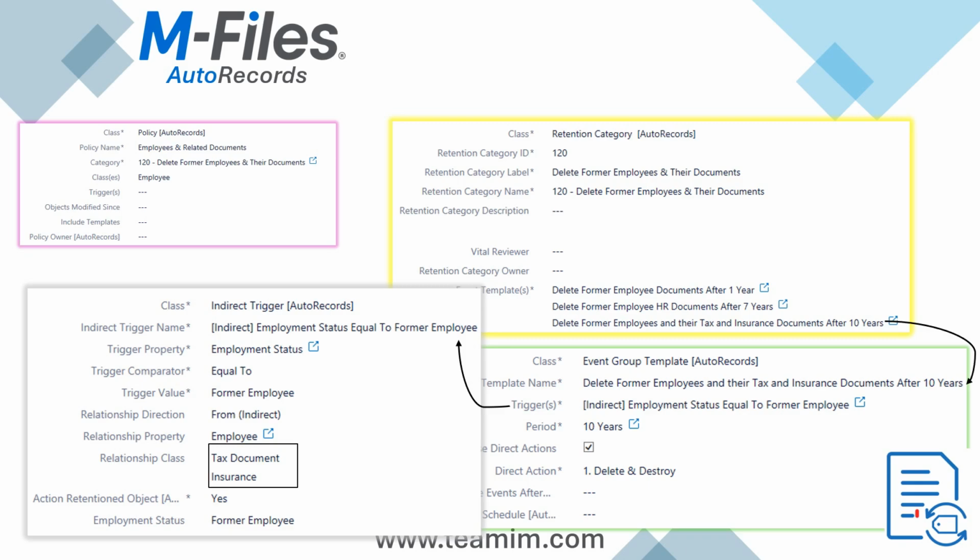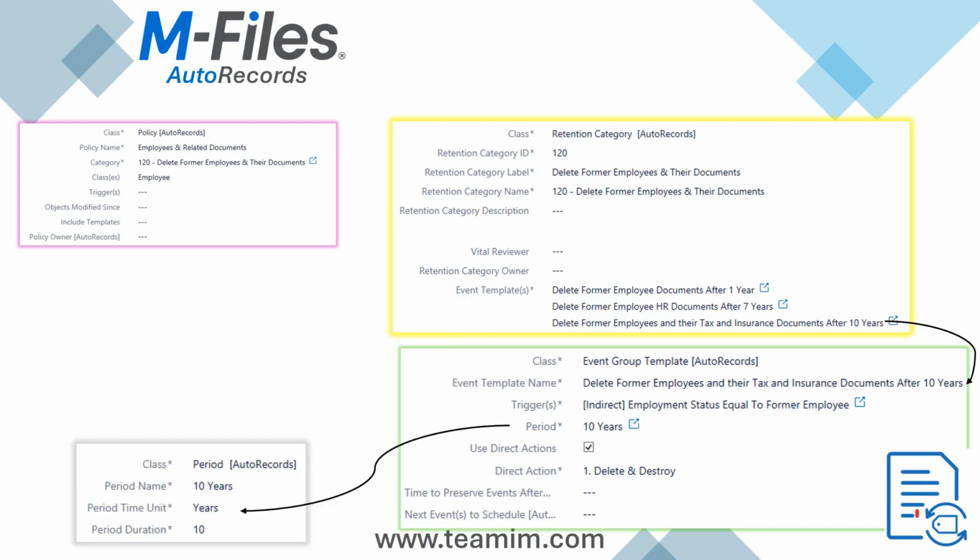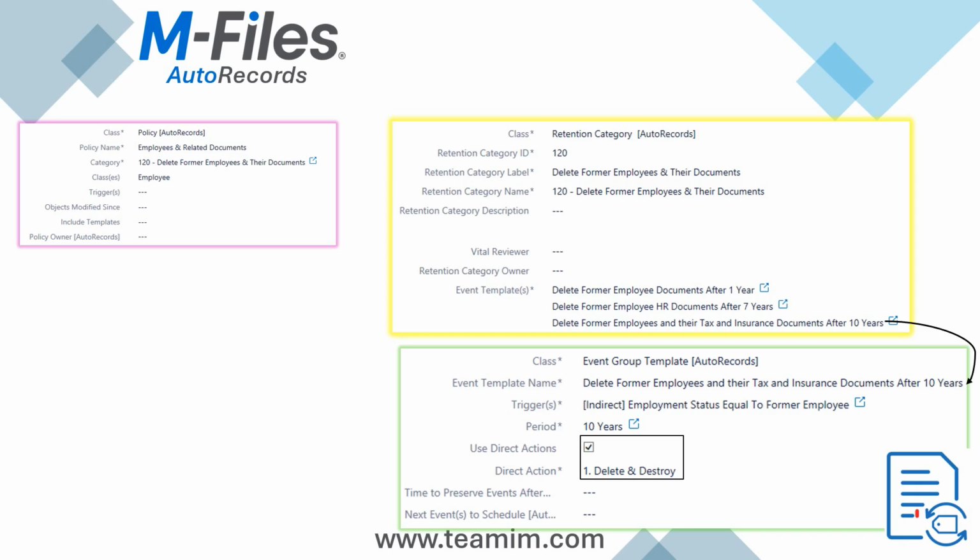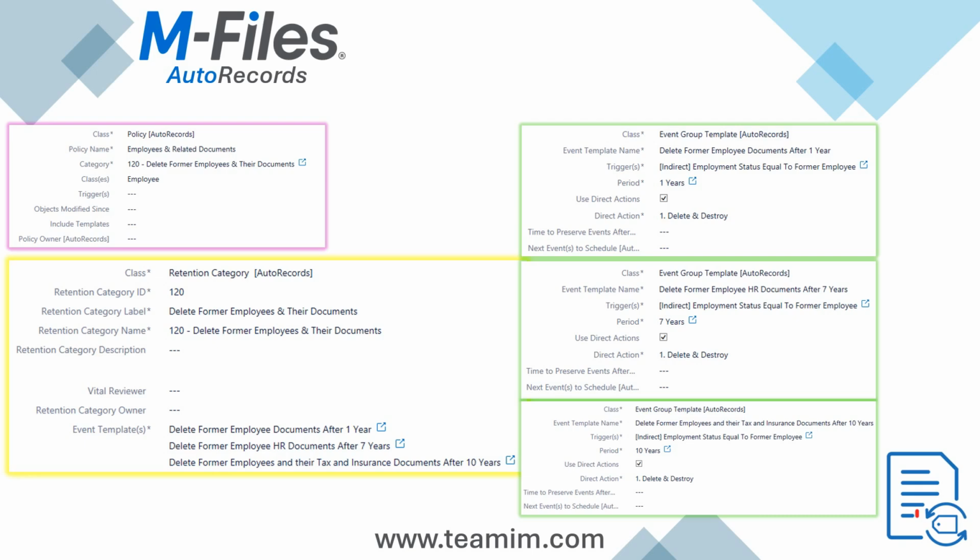Next, we add the tax and insurance document classes that should receive this retention, and now we set the action retention object to yes. This will cause the employee object to be deleted along with these documents. And finally, we need to remember again that since our trigger is using a select list, we need to add the employment status property and set it to former employee. With that, we can set the period and specify years with a value of 10, and finish this configuration by specifying that we want to delete and destroy these documents along with the employee object. With that, our configuration is complete.